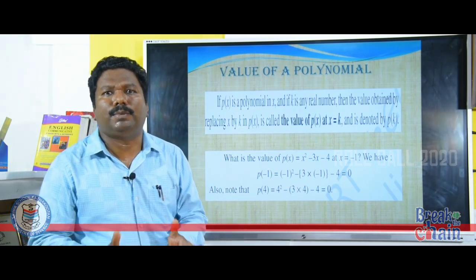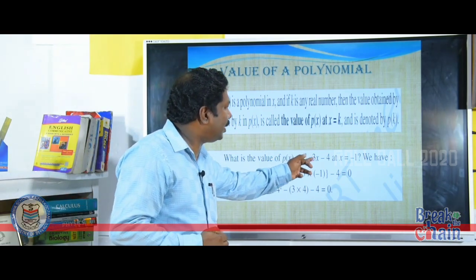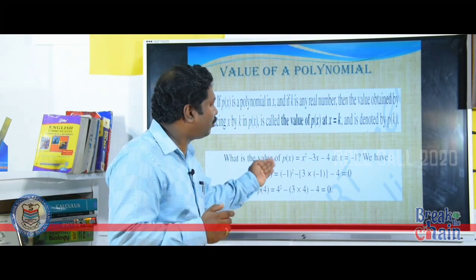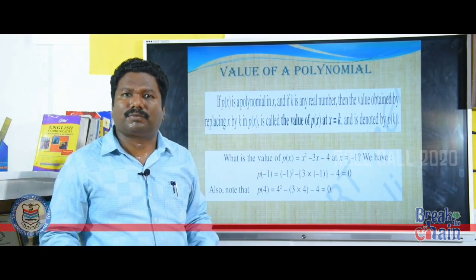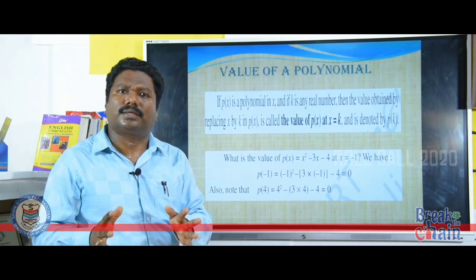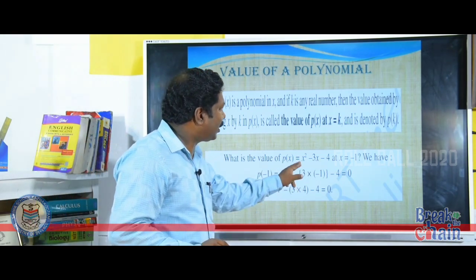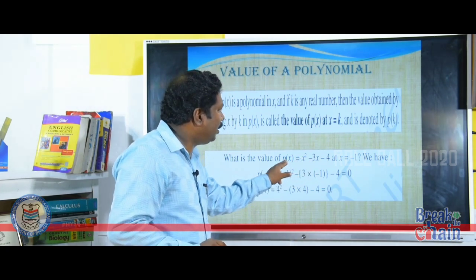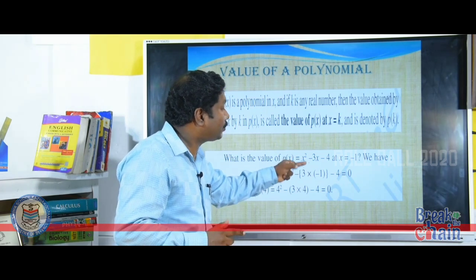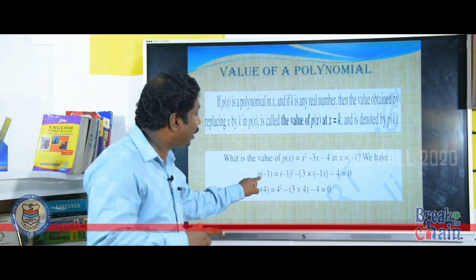Suppose p of x is a polynomial, here x square minus 3x minus 4. We have to find the value of this polynomial at x equal to minus 1. Nothing complicated, simply replace x by minus 1. That is p of minus 1. P of minus 1 means minus 1 square minus 3 into minus 1 minus 4. That is what is called p of minus 1.